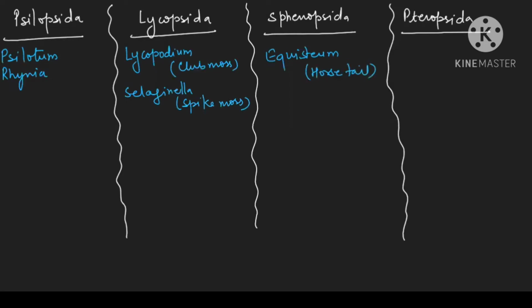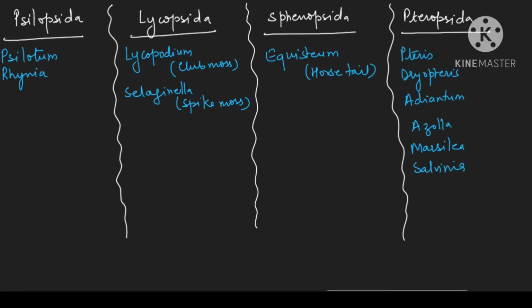And here you have to remember, first is Pteris, Dryopteris, Adiantum, Azolla, Marsilea, and Salvinia. So these are the examples you have to learn. Now in case of Pteropsida, these upper three examples are your terrestrial ferns. And the lower three are your aquatic ferns.